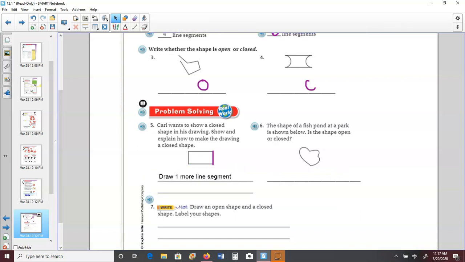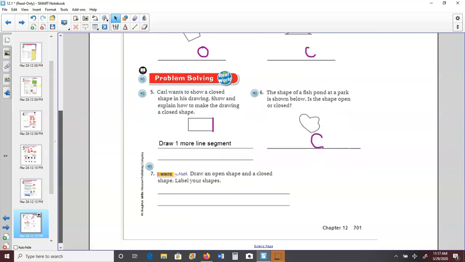And number 6, the shape of a fish pond at a park is shown below. Is the shape open or closed? Well, a pond has to be a closed shape, otherwise all the water would be spilling out. So it is a closed shape. It is connected all around.